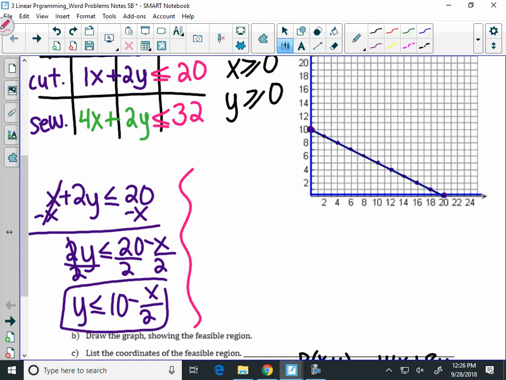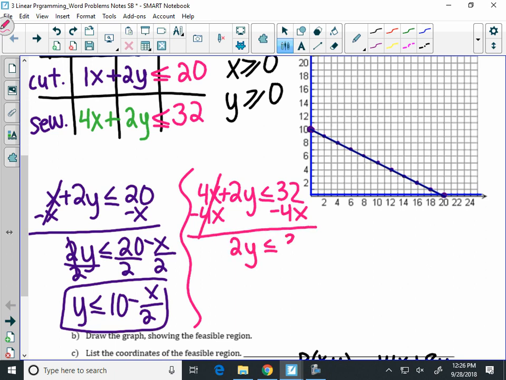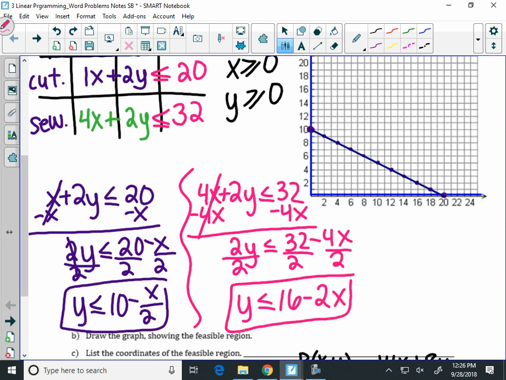Okay, so now I have my next equation. If you're working ahead, that's okay. I have the equation 4x plus 2y is less than or equal to 32. Again, I move the x term over. It's positive, so I'm going to subtract it and get 2y is less than or equal to 32 minus 4x. Again, I have to divide every term by 2, which gives me the equation y is less than or equal to 16 minus 2x. All right, any questions about the solving there?